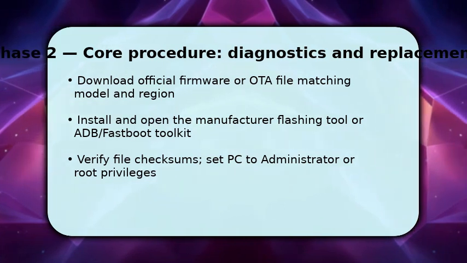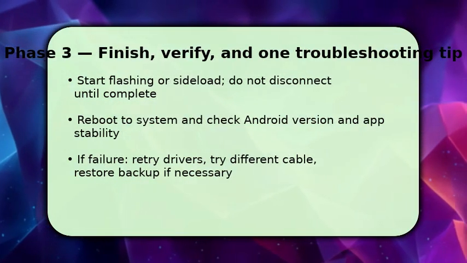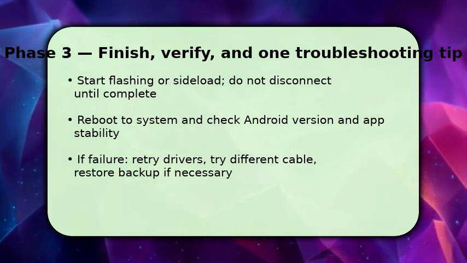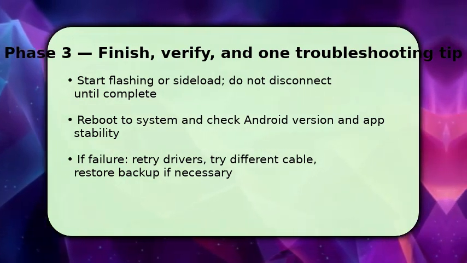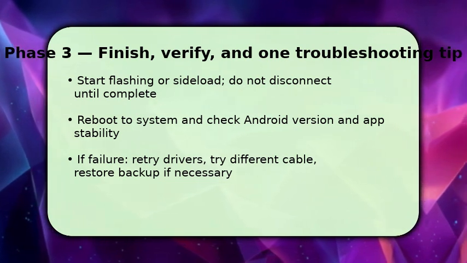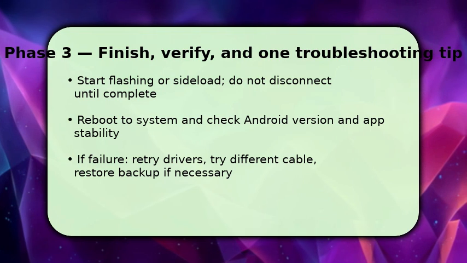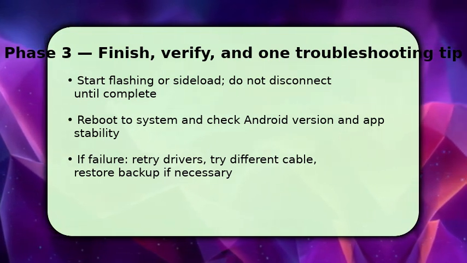Now you perform the update. Start the flashing or sideload process in the tool and do not disconnect the cable until the tool reports success. Interruptions cause corruption. After it finishes, reboot to system, let Android optimize apps and verify the new Android version and that your main apps work.